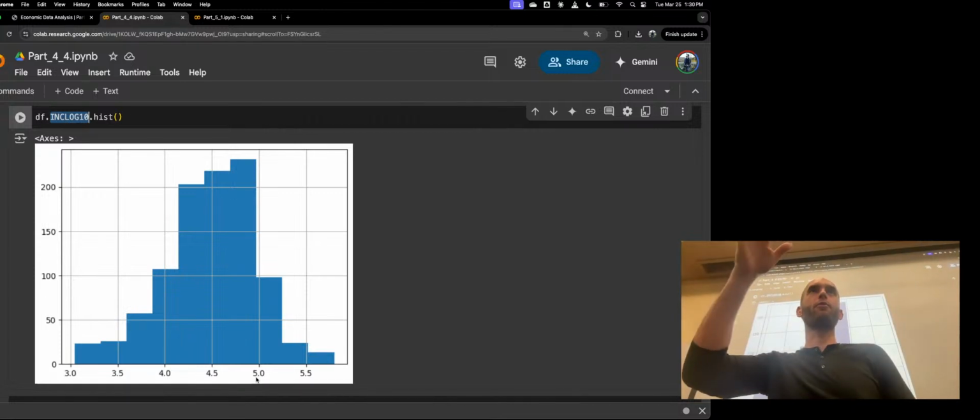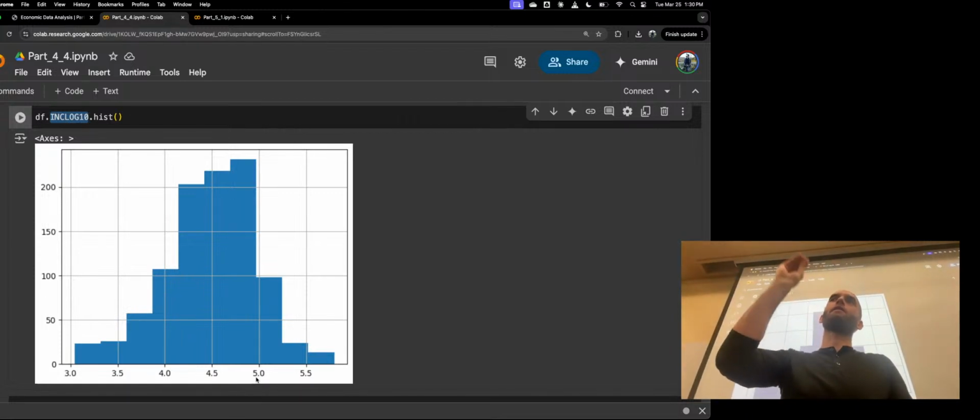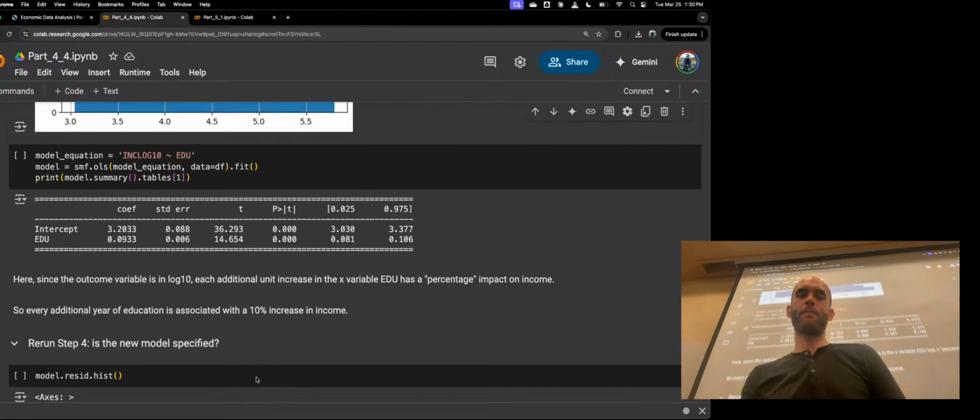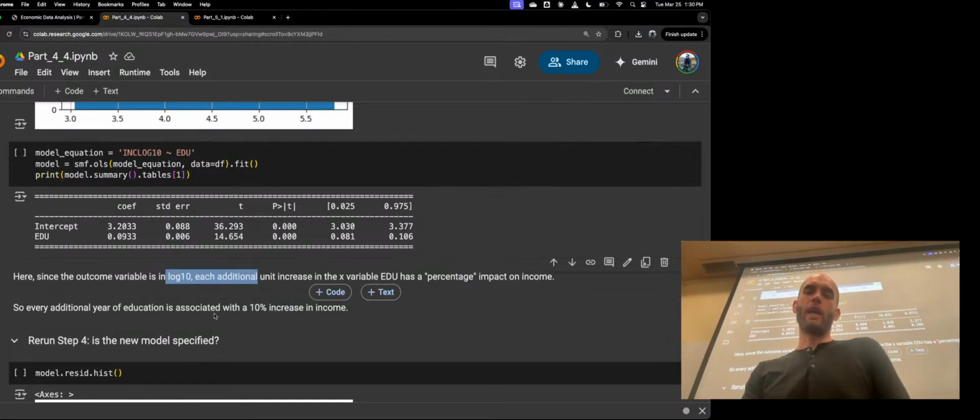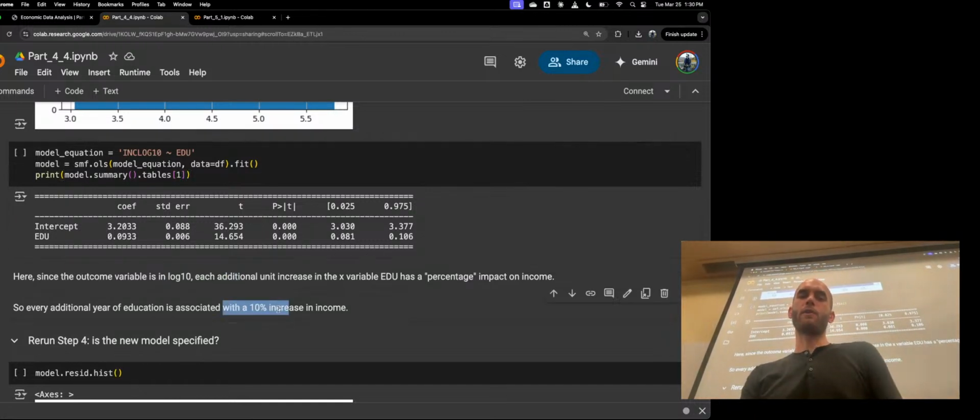So it's a little bit harder to read what's going on, but it allows the y variable to be normally distributed. And so we ran this model, and it turned out we had roughly a 10% increase in income associated with every additional year of education in our data set, which is a pretty big relationship with education.